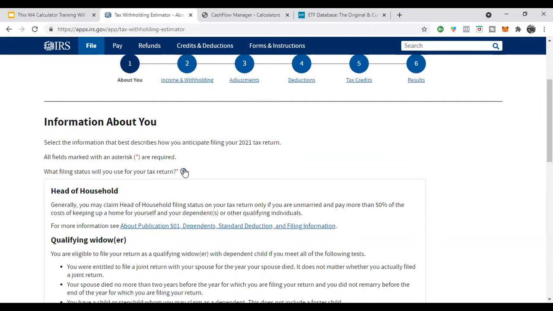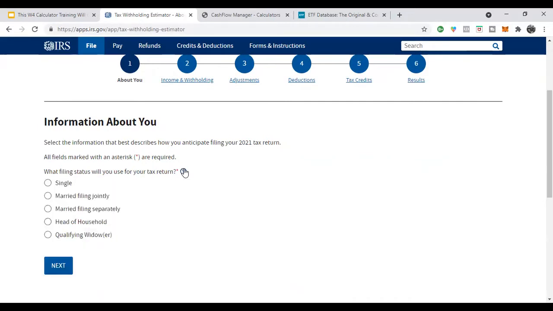So if for whatever reason you are confused about your filing status, click the little question marks, and you actually can click those question marks all throughout this tool if something is confusing to you. Absolutely.